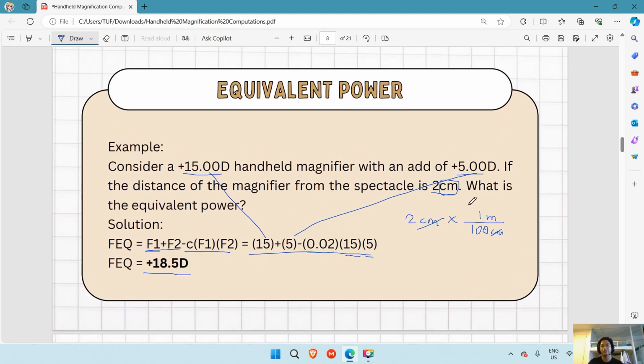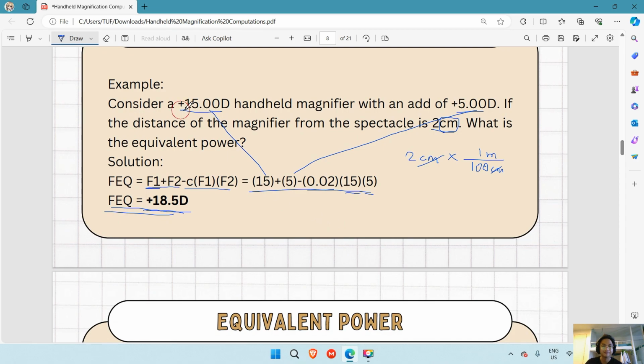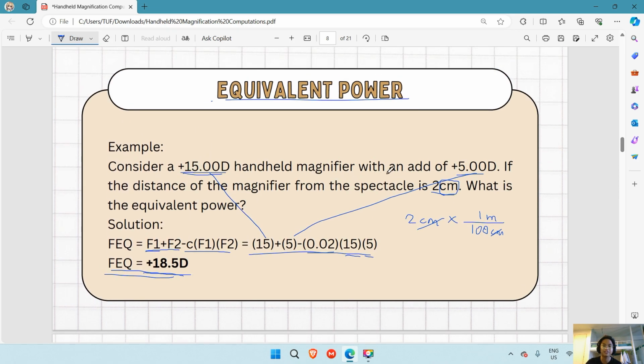So, how will you interpret this equivalent power? This is the overall power, the equivalent power, so the power obtained by this patient. If there is no separation, with plus 15 and an add of 5, we will have 20, right? Because you just add them. But since we have a distance of 2 centimeters, it ended up at plus 18.5.